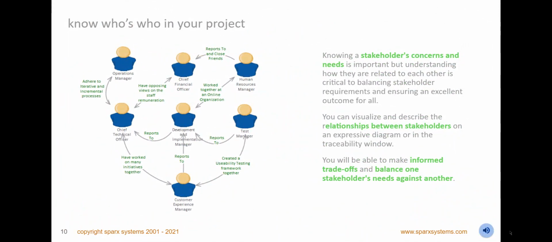Know who's who in your project by creating expressive maps of the significant stakeholders and how they are related. When you clearly define the relationships between stakeholders, you can more easily resolve stakeholder conflicts and ensure better overall outcomes for the entire group of stakeholders.